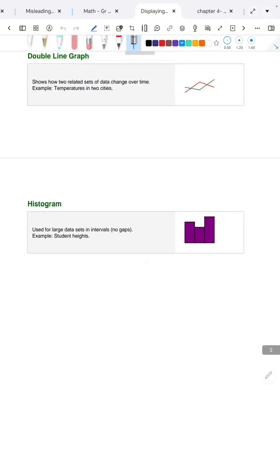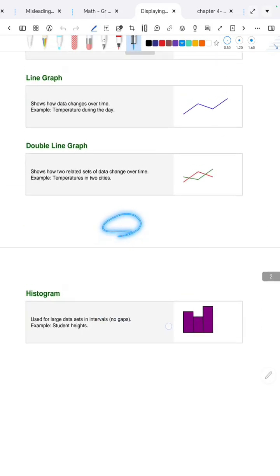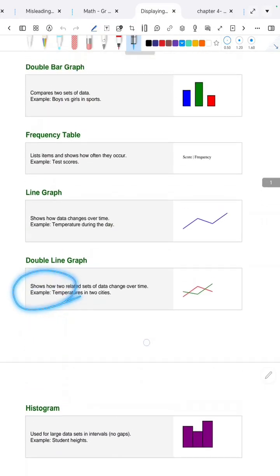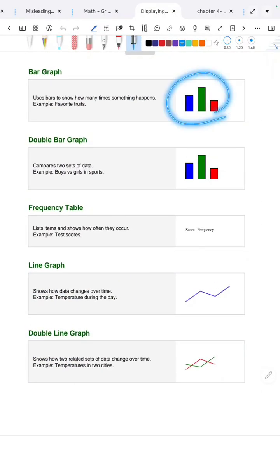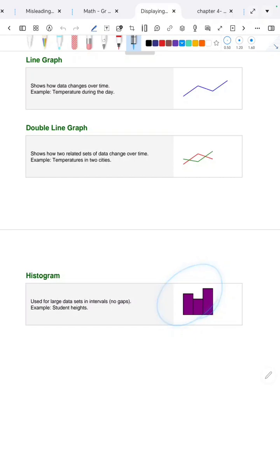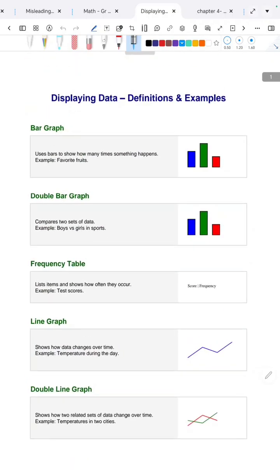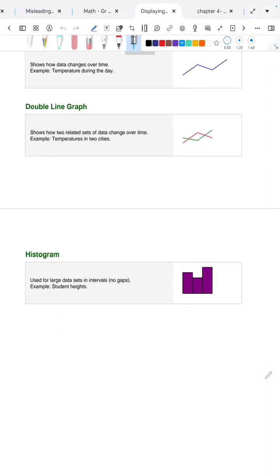The last one is histogram, used for large data sets in intervals. What's the difference between histogram and bar graph? Both of them are bars used to show the data. There is no space between the bars in a histogram because it's continuous, but in a bar graph or double bar graph there is a space between bars. In a histogram they are connected to each other. There is no gap, no space between the bars.